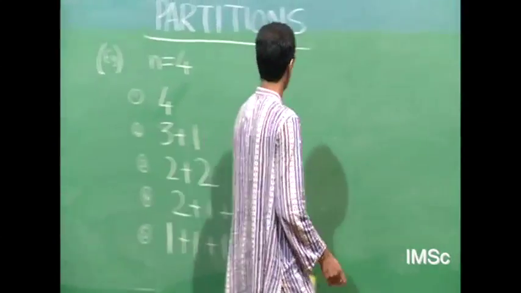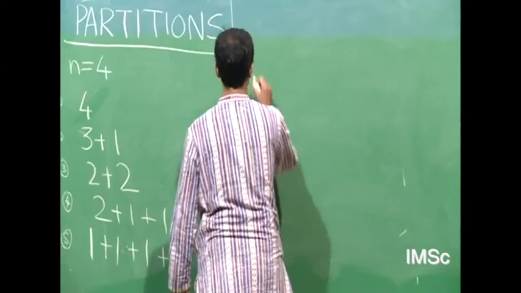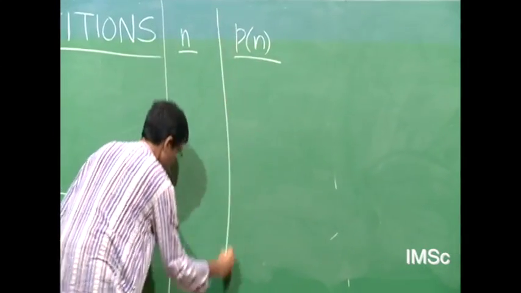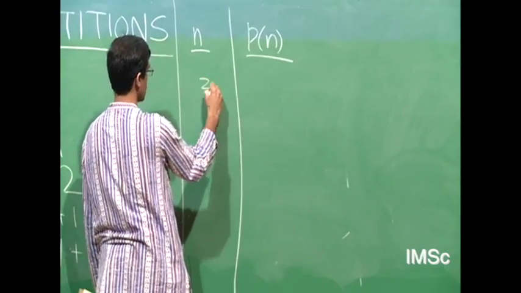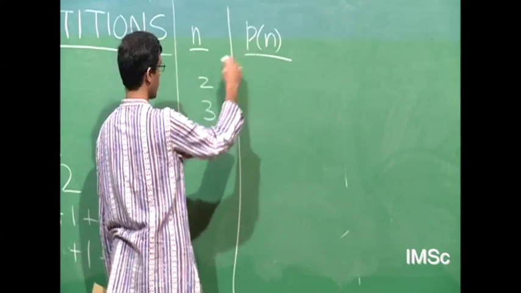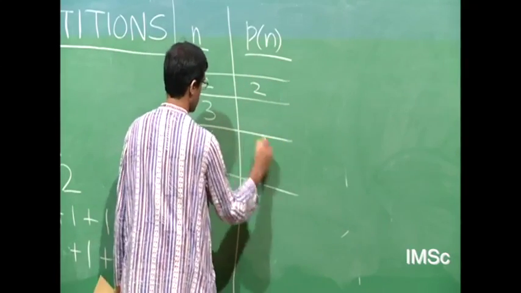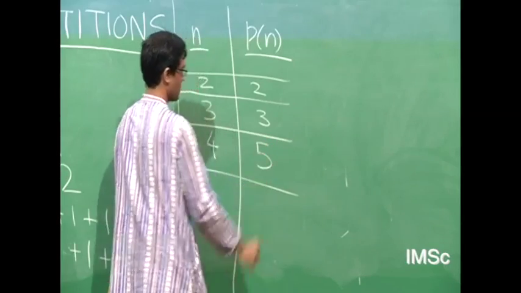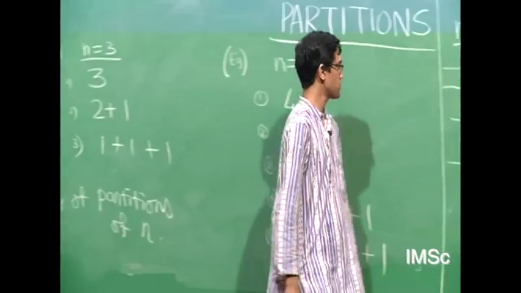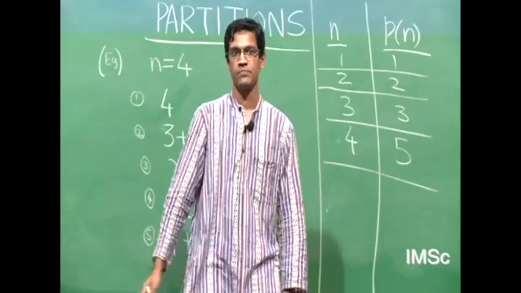Okay, so let's make a table, maybe here. We already have some numbers, 2, 3, 4. So what do I put here? What's P of 2? P of 3? Right, there are 5 partitions of 4, 3 of 3 and 2 of 2. What's P of 1? There's only one partition, which is 1 itself.